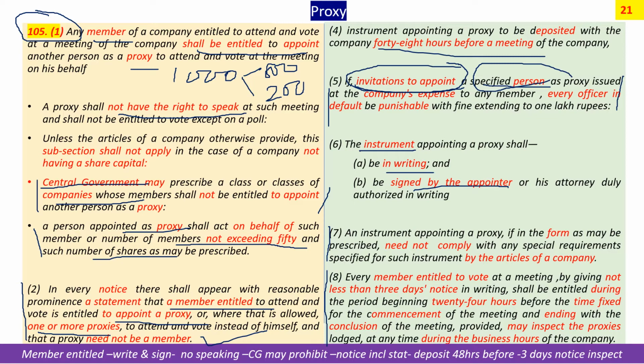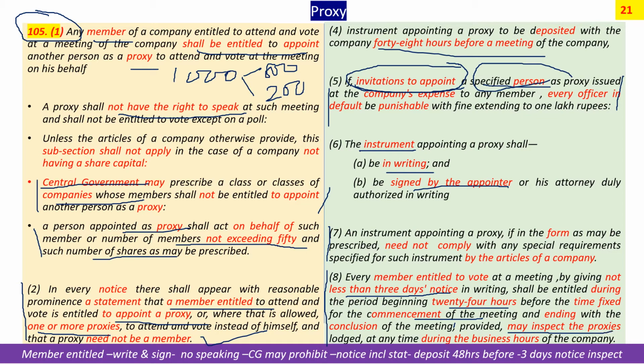But to inspect them, one has to give not less than 3 days notice before the meeting. And once you give 3 days notice to the company, during the period beginning 24 hours before the commencement of the meeting and ending with the meeting, the period commences 24 hours before the meeting. It continues throughout the meeting till the end of it.